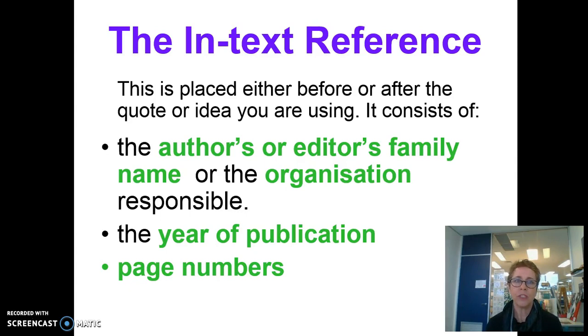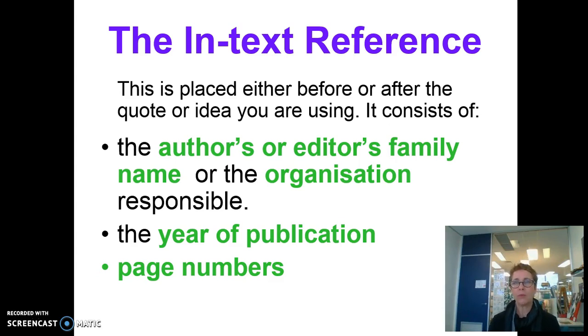So the in-text reference is placed either before or after the quote or idea you're using, and it consists of 2 or 3 things. The first thing that's in the in-text reference is the author or the editor's surname, the family name. Sometimes there is no author. So if you're looking at a website, for example, and you've looked everywhere on that homepage and you can't find an author's name or an editor's name, you might have to use the organisation as the author.